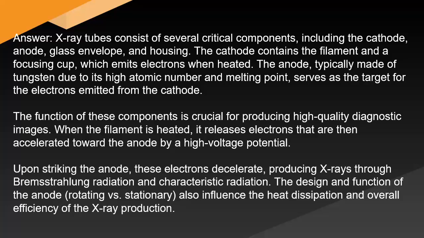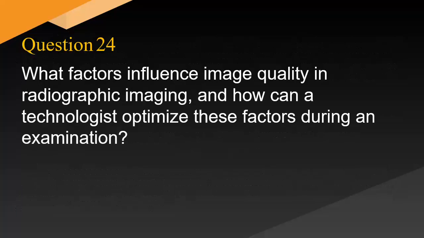When the filament is heated, it releases electrons that are then accelerated toward the anode by a high-voltage potential. Upon striking the anode, these electrons decelerate, producing X-rays through bremsstrahlung radiation and characteristic radiation. The design and function of the anode, rotating versus stationary, also influence the heat dissipation and overall efficiency of the X-ray production.